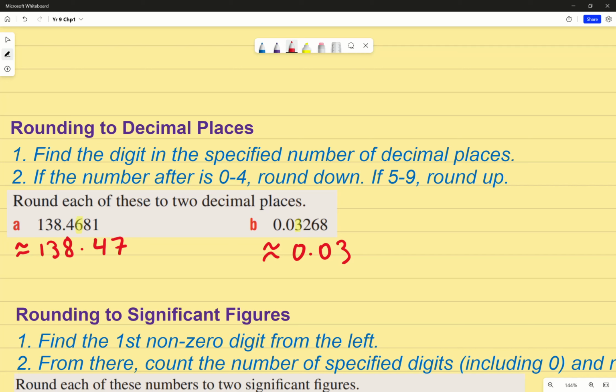Any questions before we move on to the significant figures? Pretty happy with our decimal places? Okay.